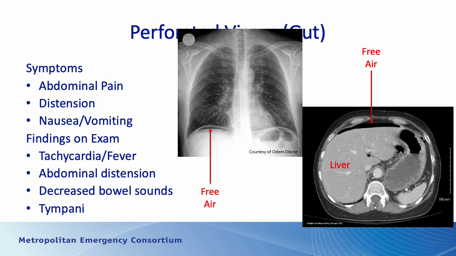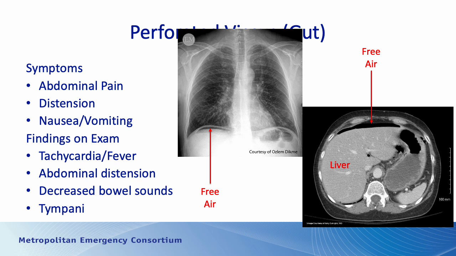Next one is not a great formatted slide, but let's talk about a perforated viscus, or guts. This is where one of the parts of the GI tract has a hole in it. Now there's free air in the abdominal cavity. We call that a perforated viscus. And these patients typically have abdominal pain.